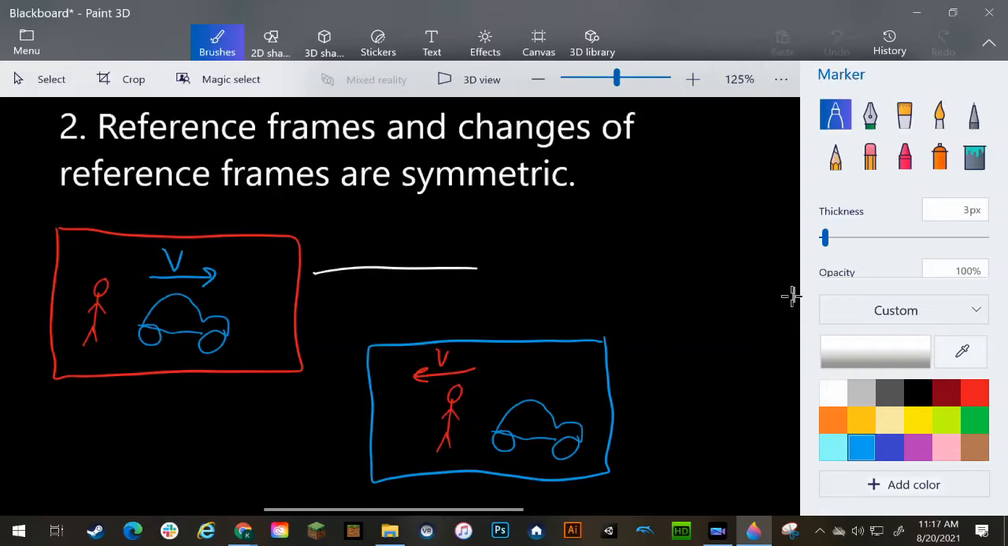Additionally, whatever transformation I use to go from Bob's reference frame to Carl's, there should be an inverse transformation, T inverse, which undoes that transformation T. It takes me back from Carl's reference frame to Bob's reference frame.